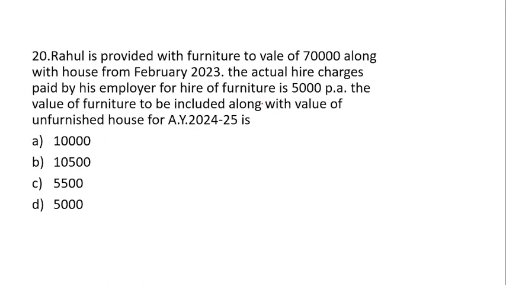The next question: Rahul is provided furniture to the value of 70,000 along with the house from February 2023. The actual hire charges paid by the employer for the hire of furniture is 5,000 per annum. What is the value of the furniture to be included along with the value of the unfurnished house for assessment year 2024-25? So how much amount will he get?